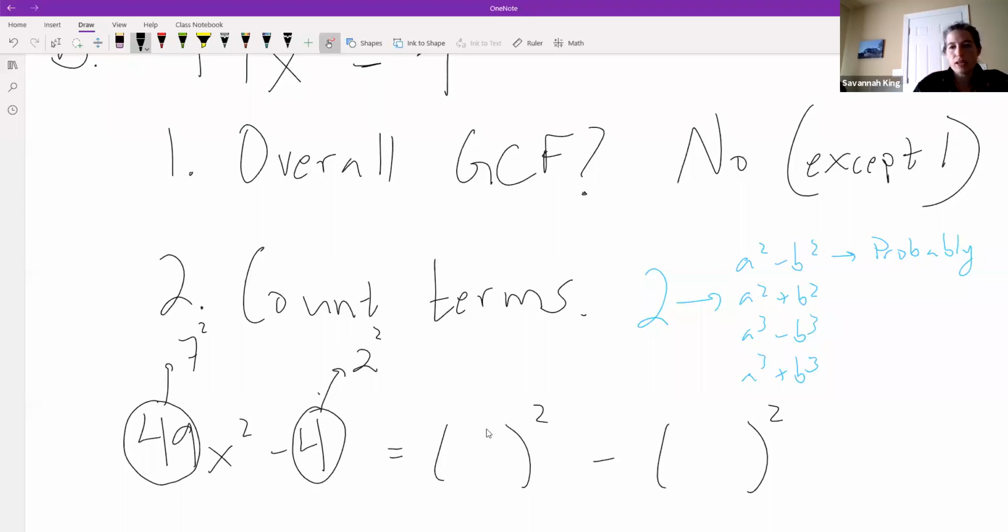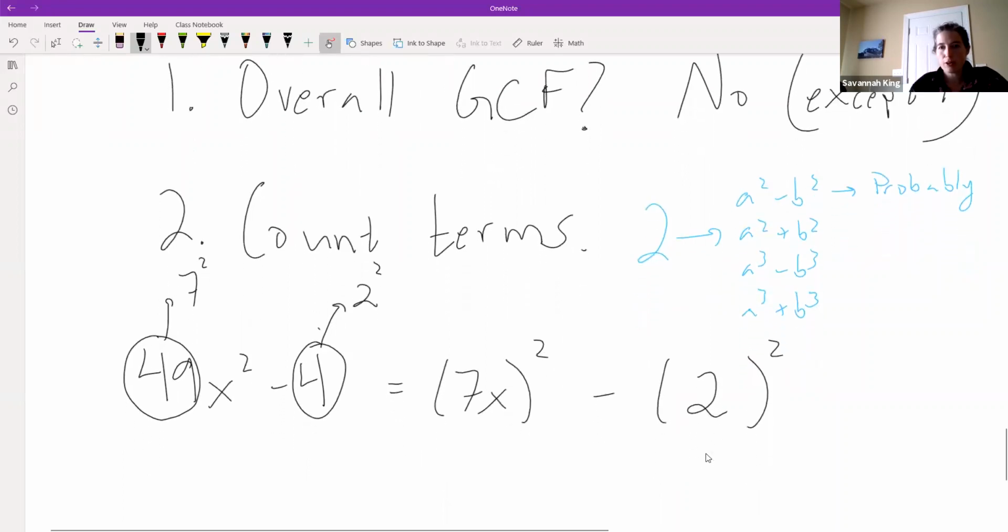Okay, so inside the first set of parentheses, I'm going to put a 7 and an x. Because if I square that out, the 7 squared would turn into my 49, and the x squared would turn into, well, x squared. And then in the second set of parentheses, a little bit simpler, I probably didn't even need parentheses because there's only one thing that goes in there, and that's a 2.